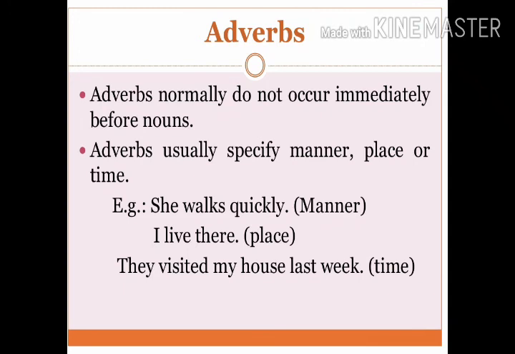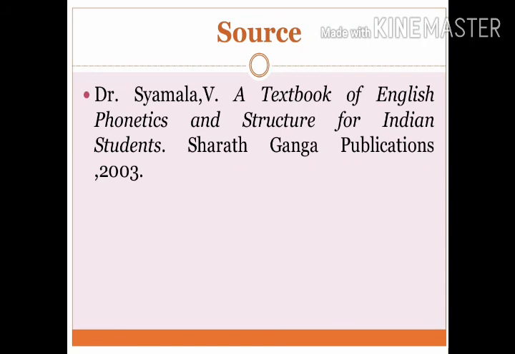Adverbs normally do not occur immediately before nouns. Nicely flowered, slowly girl, etc. are not grammatical. Usually they follow the verbs. For example, laughed loudly, sang sweetly, etc. Adverbs usually specify manner, place, or time. For example, consider the sentence she walks quickly. It shows manner. So, these are some of the major characteristics of form class words.